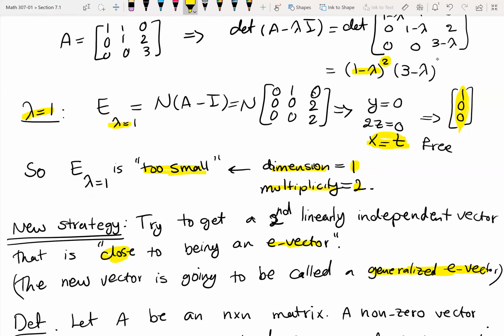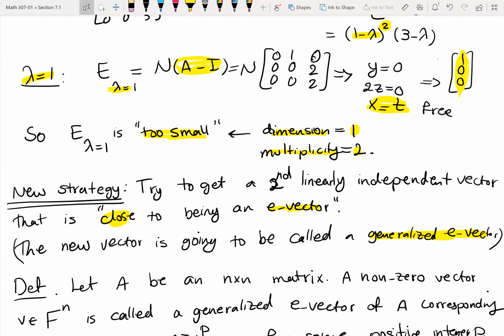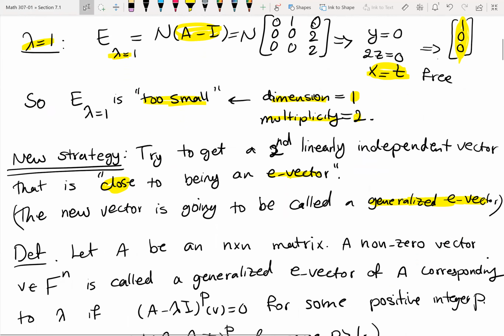So to be close enough, what we call an eigenvector is just the solution to A minus lambda I. So what is the closest way of defining what we call an eigenvector or generalized eigenvector? It's just really going to the next power, and that's it.